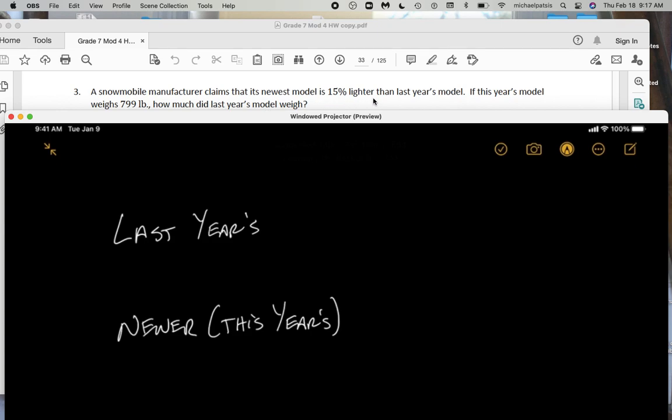The new model is 15% lighter than last year's model. So that means we start with last year's model, which is going to be at 100% of its weight. And as we move down to get to the newer model, we lose 15%, because the new model, where we're headed towards, is lighter. It is 15% lighter than last year's model. So we start with last year's model, we lose 15%, and we get to this year's model, which is going to be 85% of last year's.